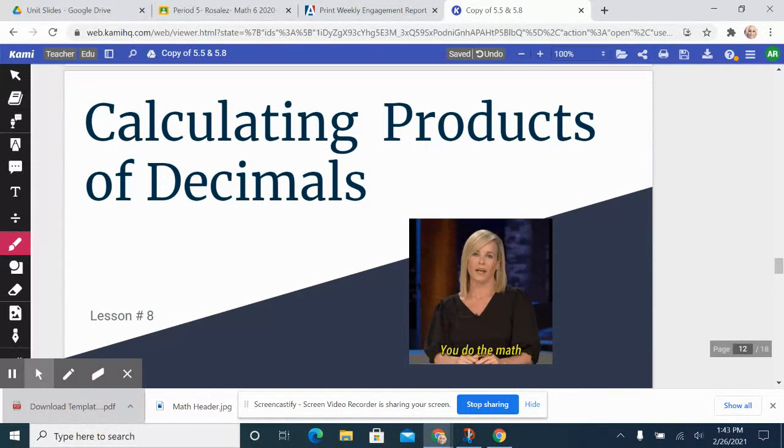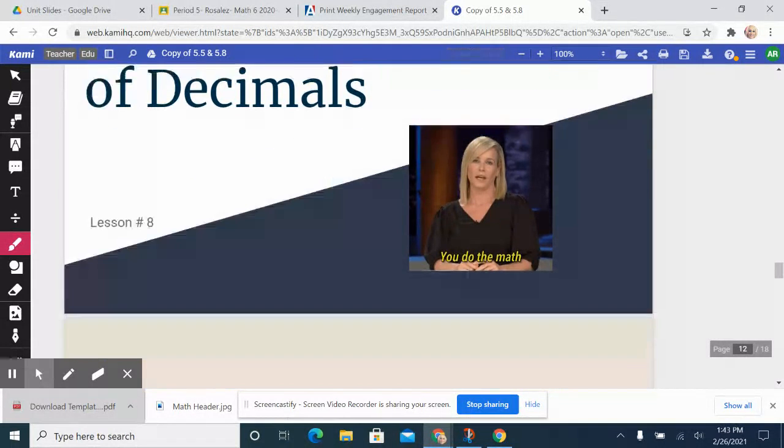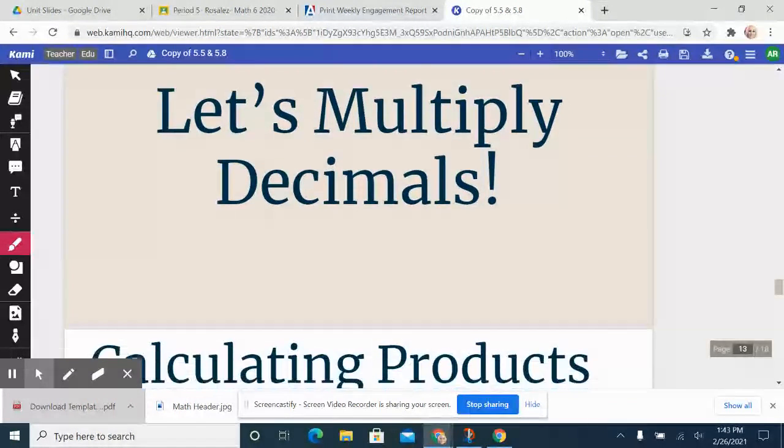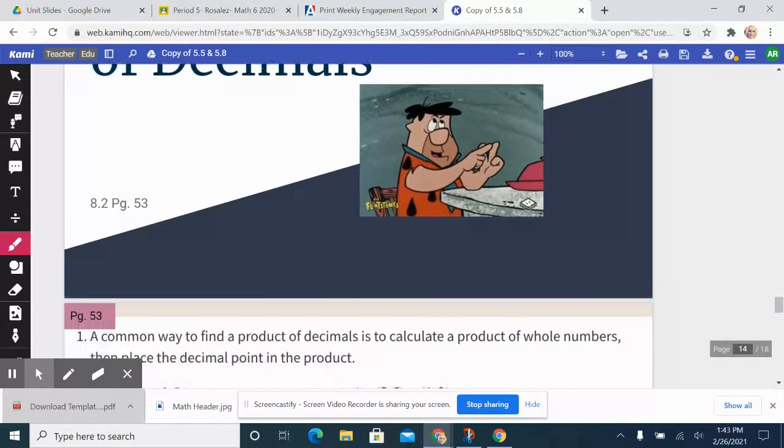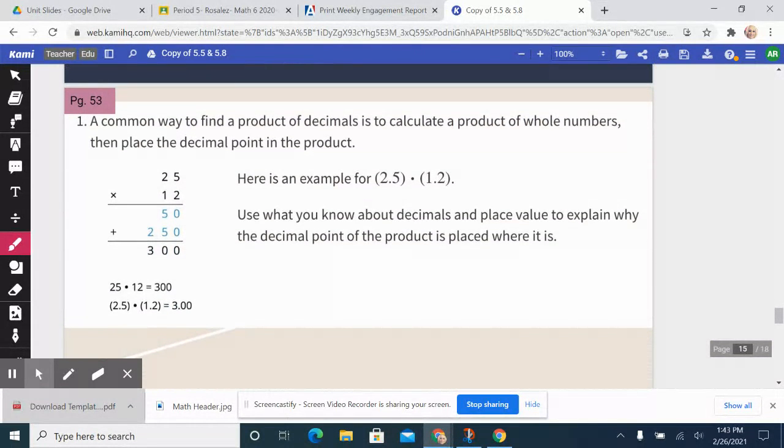Okay, so now we'll be calculating products. And in these ones, it's not going to work as easily as it has, because the numbers aren't as pretty. So in lesson 8, we're going to do it the way that I taught you last class. We're going to need to work them out. So we will multiply decimals. We will calculate products of decimals, and you turn to page 53. A common way to find the product of decimals is to calculate the whole numbers and then place the decimal point at the end, right? That's kind of what I've already taught you.